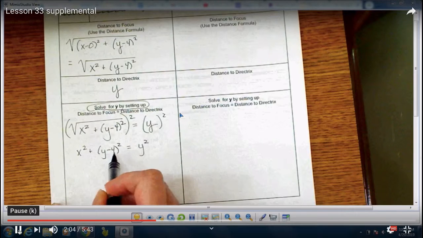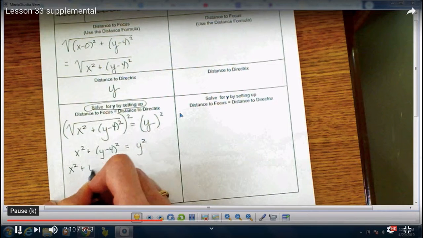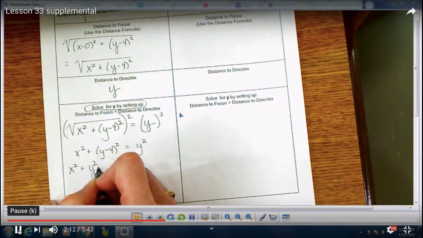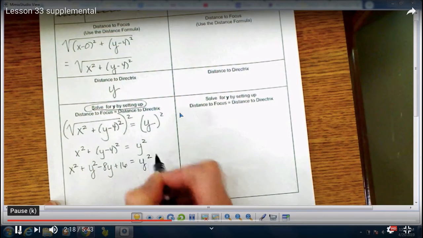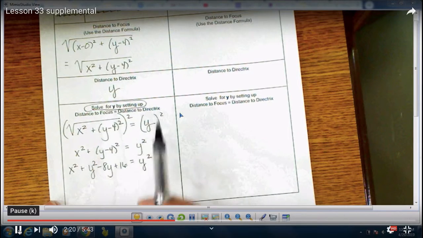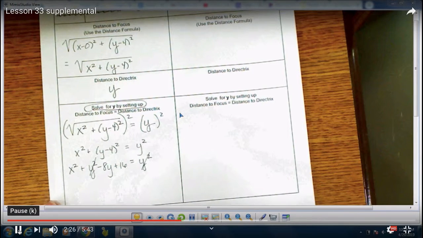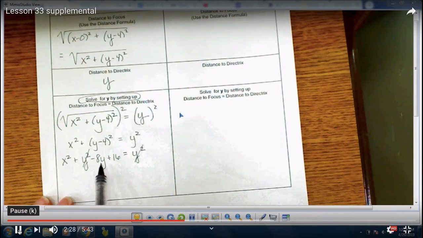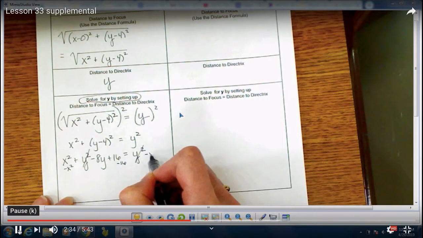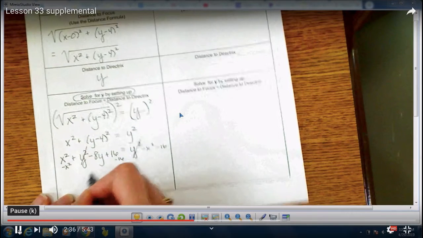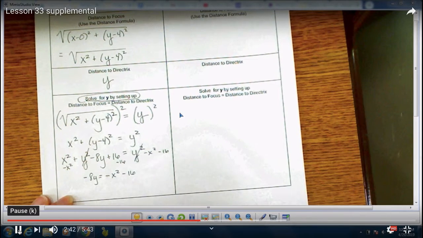Then I'm going to expand that y minus 4, and I'm just going to follow the pattern. You square the first term, you combine them, negative 4y, and double it, plus 16 equals y squared. Okay, and then remember we're just solving for regular old y, so I can get rid of those y squareds because there's one on each side. And I'm going to move everything over to the other side. And I'll get negative 8y equals negative x squared minus 16.